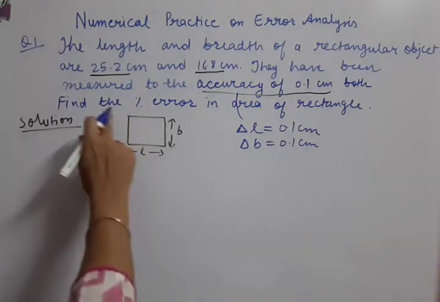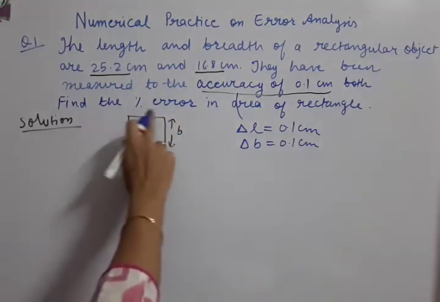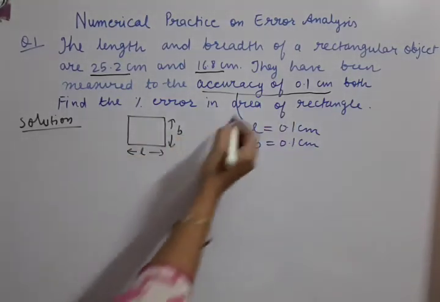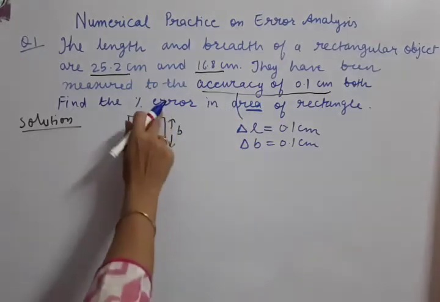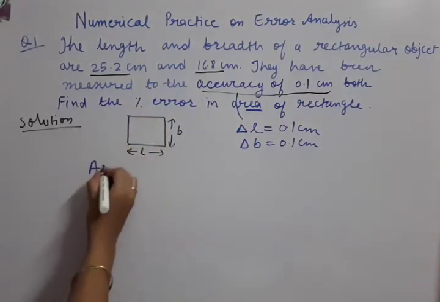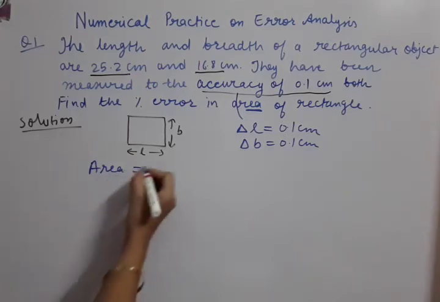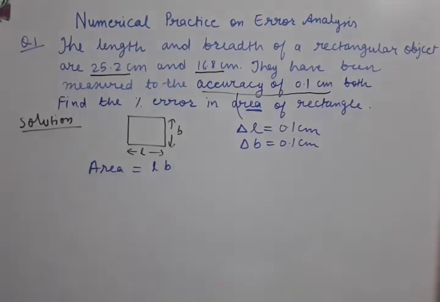Now what is our target? What we have to solve? Find the percentage error in the area of the rectangle. So first of all, in whichever term error is asked, we should know its formula. So do we know the area formula of the rectangle? You know already, area of the rectangle is length into breadth.